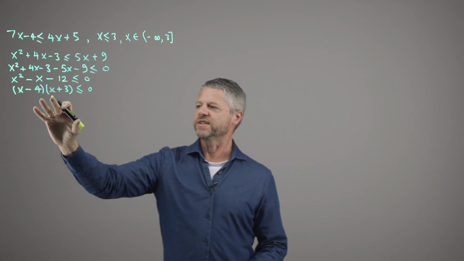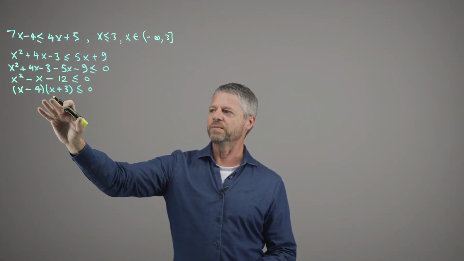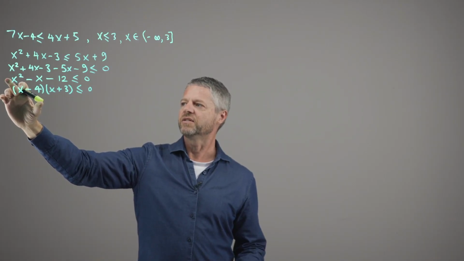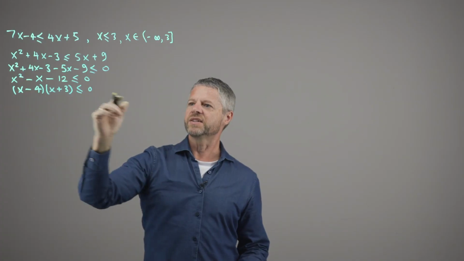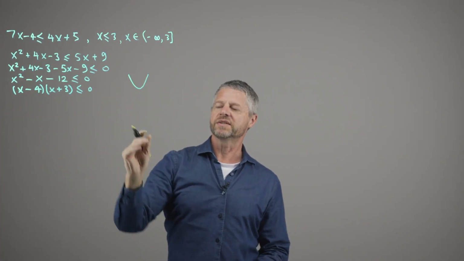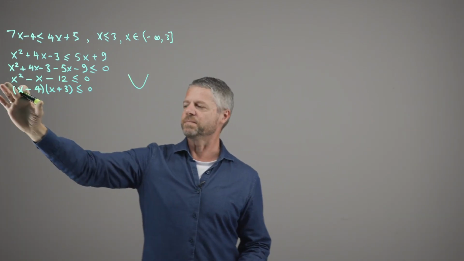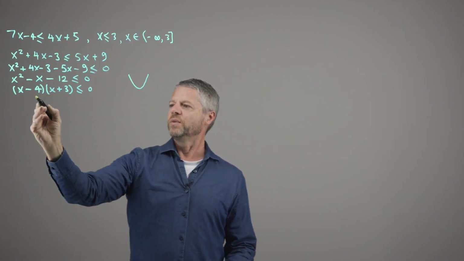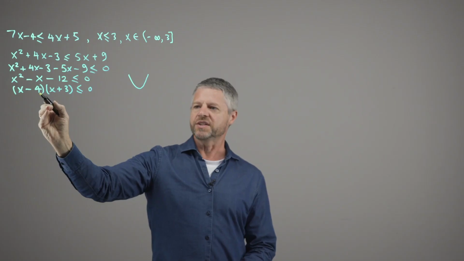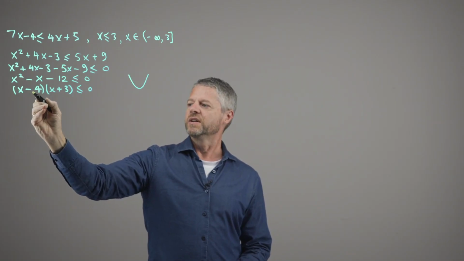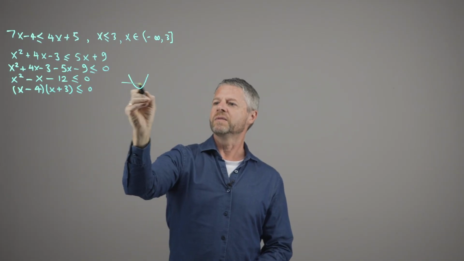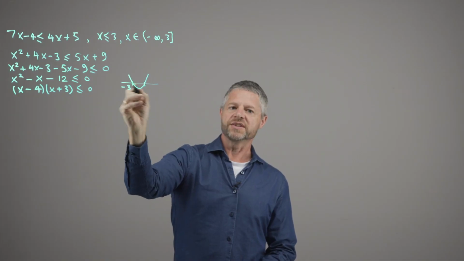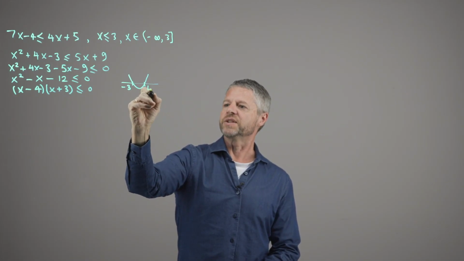So now that we've expressed the inequality in this form, we know that this quadratic function represents a parabola that opens upwards, so it's more of a valley than a hill because there's a positive coefficient on the x squared, plus 1. And so we know that the roots of this parabola are at 4 and minus 3. So that means the parabola crosses the horizontal axis at minus 3 and plus 4.